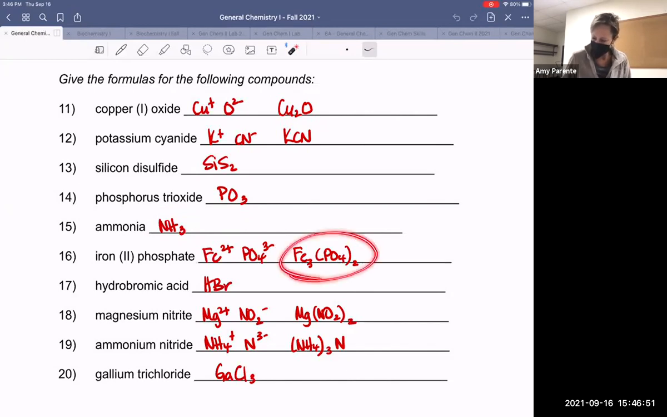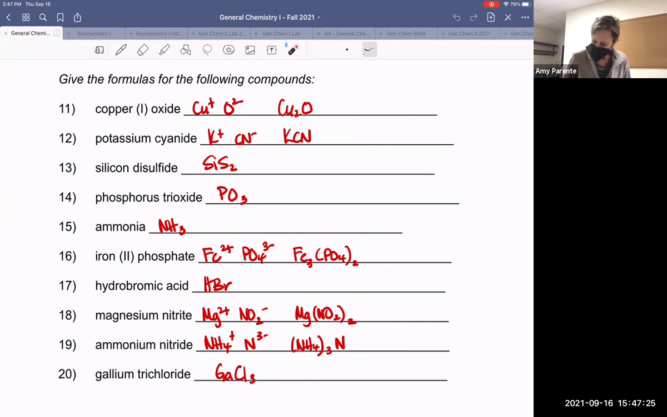Iron 2 phosphate. This is one where we want to do the crossover approach so that we know that we're going to need 2 phosphates and then 3 irons to have that be charge net neutral. Here's hydrobromic acid. Remember, here's that prefix hydro. Hydro reminds us that it's going to be a binary acid. So it's hydrogen with one other species. In this case, it's bromine, which is going to be bromide as an anion. So that becomes hydrobromic acid.